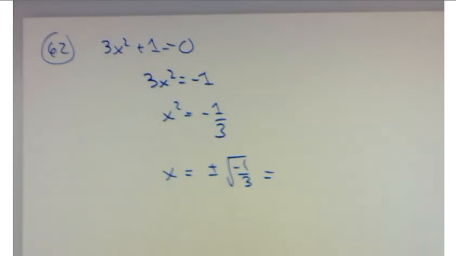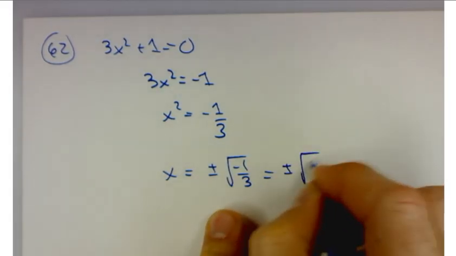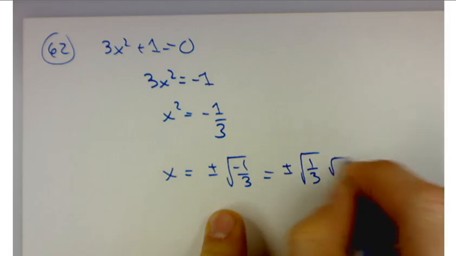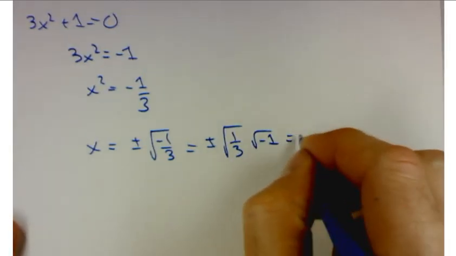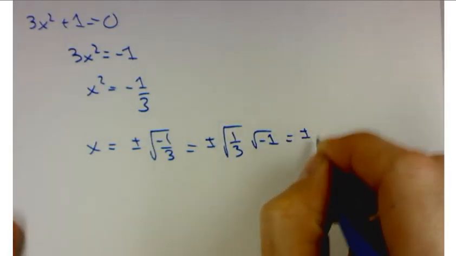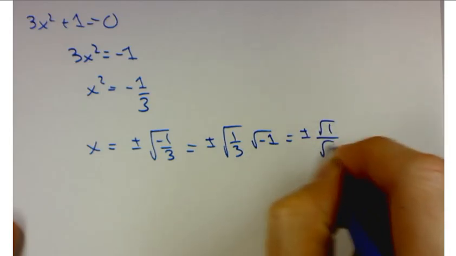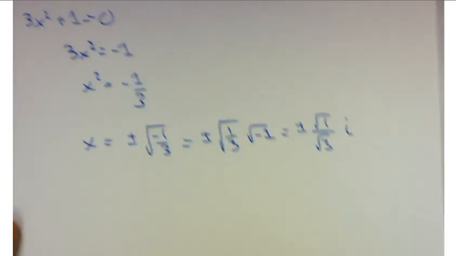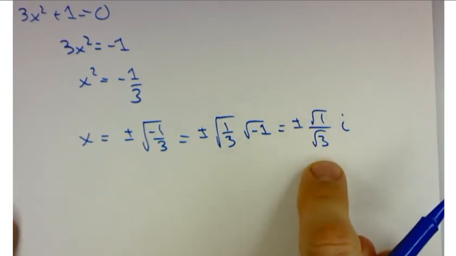Now, just like the previous problem, we're going to get rid of that negative first. I'll write that as the square root of 1/3 times the square root of negative 1. And we are going to go a little bit farther on this one than we did with the last one. Let's do plus or minus the square root of 1 over the square root of 3 times i. Square root of 1, of course, is just 1.